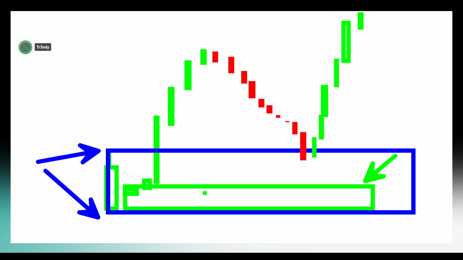And my entry was here. Okay. And price would do this. I can't tell you how many times this has happened to a lot of people. But I'm not saying that this cannot happen. But many, many times this happens.